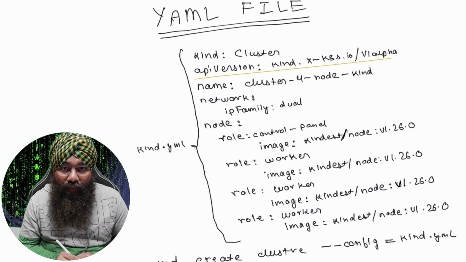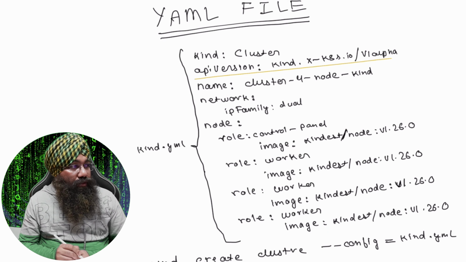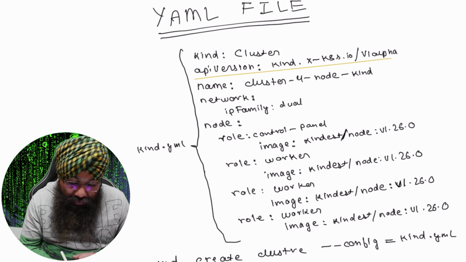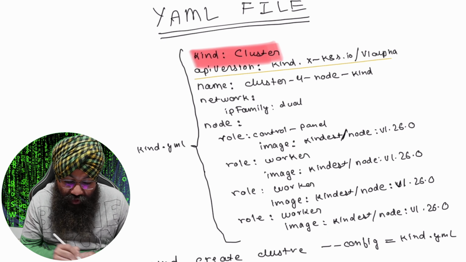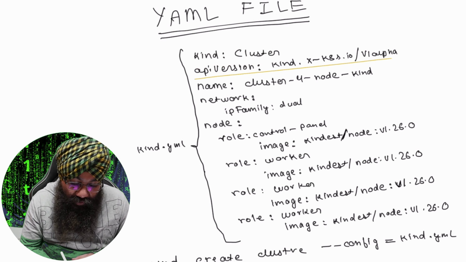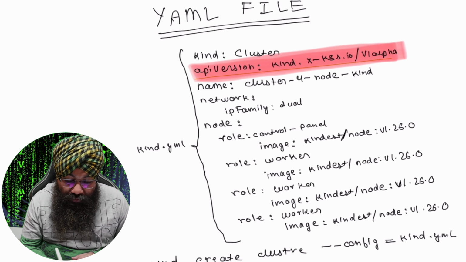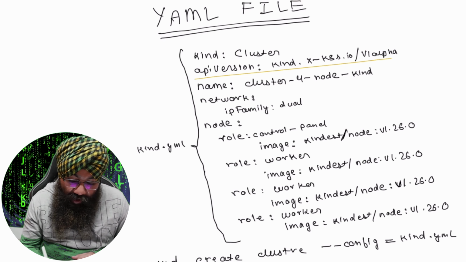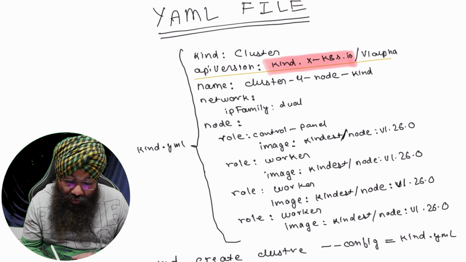So say for example, we name the YAML file as kind.yaml. Okay. So this is the content of the YAML file. So first you will tell it that we are creating a cluster. So its kind will be cluster. Then you will tell the API version, which version of kind you want to use. So here we are specifying the v1alpha version, and the specification of this version lives in this online location. Okay.